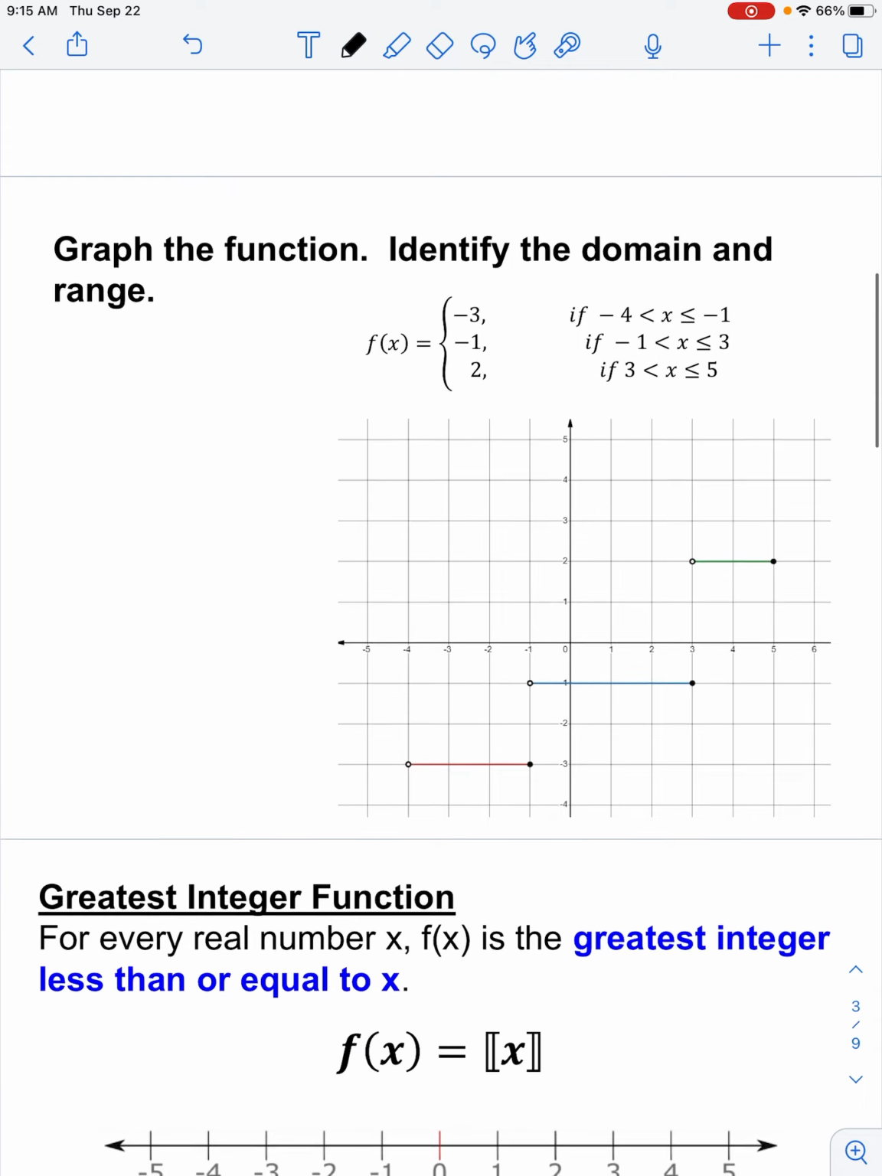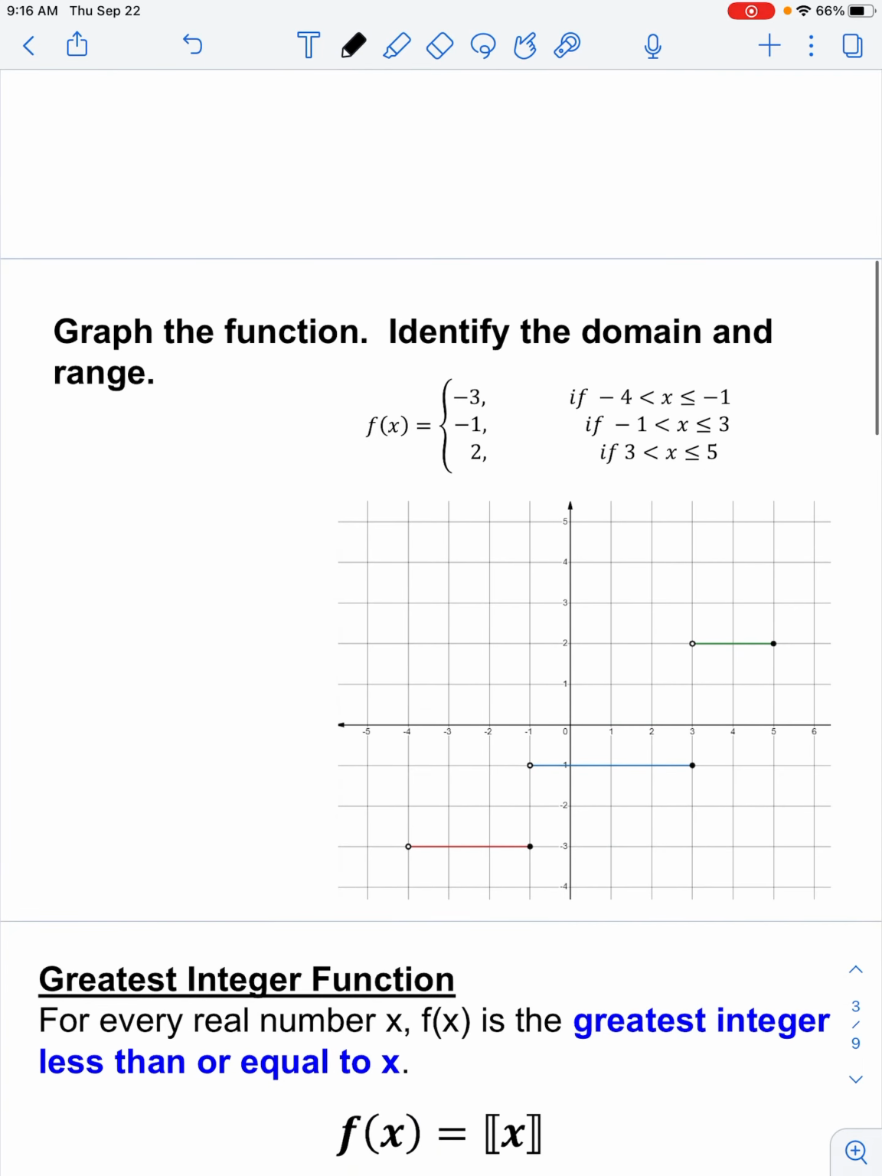So now you can resume the video, and if you take a look, I have graphed the piecewise defined function for f of x, which, as you can see, looks like a series of three horizontal segments. One occurs at -3. You can see that one here. And then the second one, where f of x equals -1, appears here. And then the third one, where f of x equals 2, appears here.